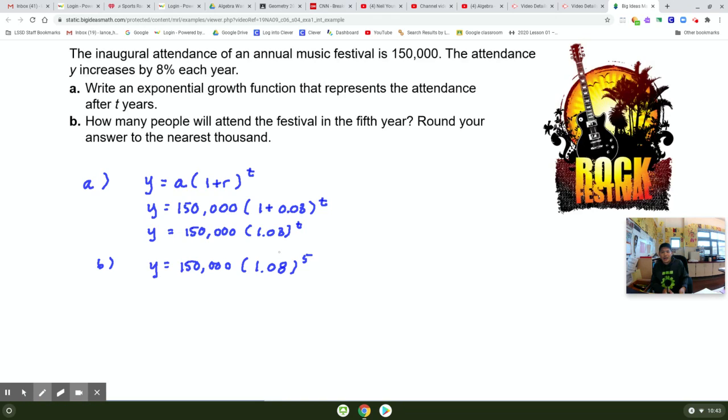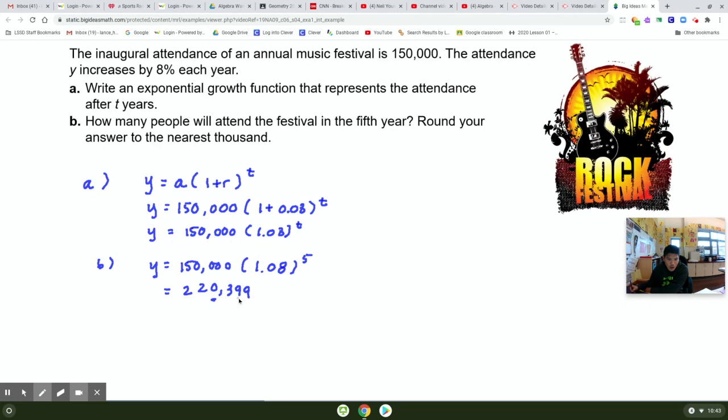We talked about how your calculator does the correct order of operations for you. So on my calculator, I'm entering in 150,000 times 1.08 raised to the 5th power. Okay. I come up with 220,399. I need to make sure that I round to the nearest 1,000. That was the directions. So I'm going to write this down right now. 220,399.